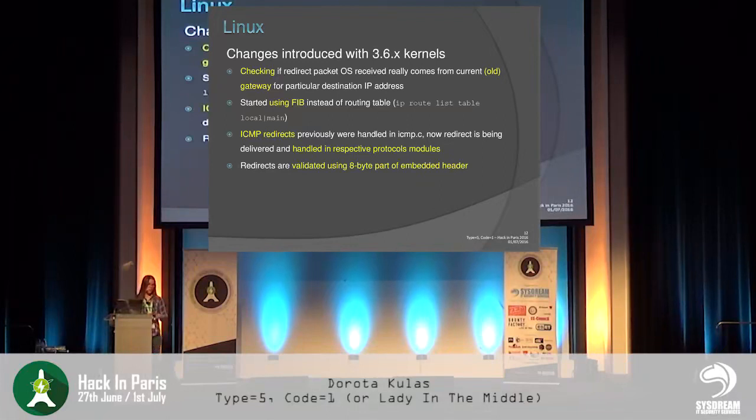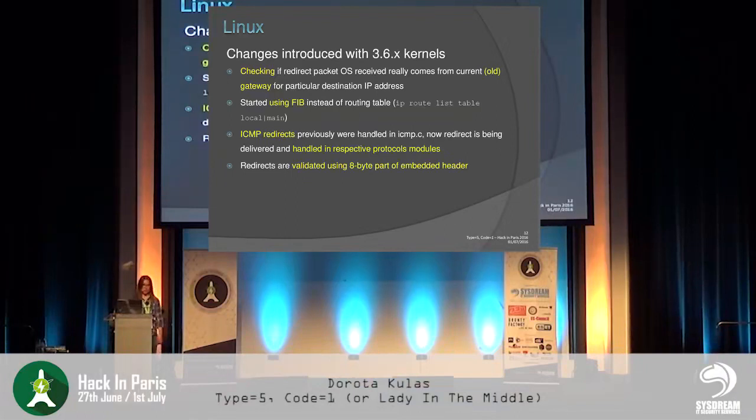They started using FIB, the forwarding information base, instead of the routing table. This was done for performance reasons, but it also means the packet has to go through the proper network interface. So if you have a multi-homed machine, it won't work to send this ICMP redirect packet through a different interface than the one that is proper for this communication.